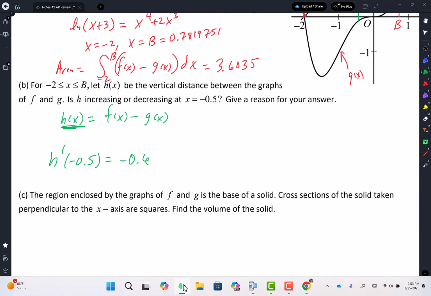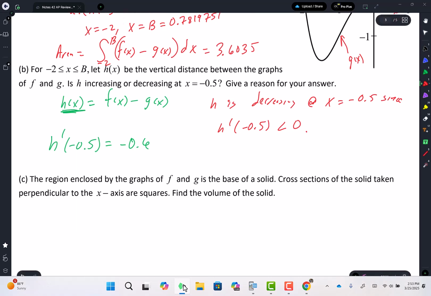Because I got a negative value, what is happening to h? There it is. I'm going to say h is decreasing at x equals negative 0.5 since h prime of negative 0.5 is negative. There it is, full credit. H is decreasing at negative 0.5 since h prime of negative 0.5 is negative. Boom. Boom. Actually, that was more like 4 booms because I went with both.